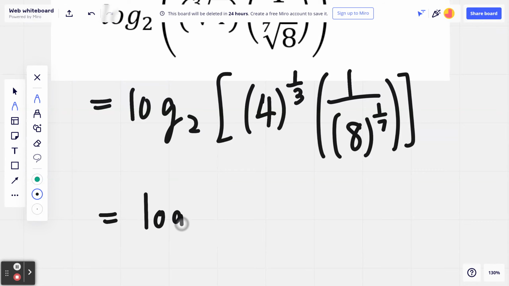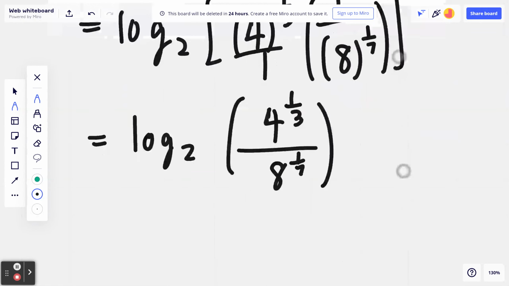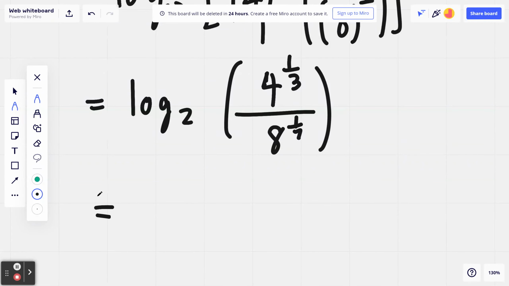Step number 2, think about this as one fraction. If you look at the numerator, that's going to be 4 to the power of 1 over 3 times 1, which is 4 to the power of 1 over 3. And of course, you can also express this as a fraction. When you look at the denominator, 1 times 8 to the power of 1 over 7, it's 8 to the power of 1 over 7. So that's step 2.